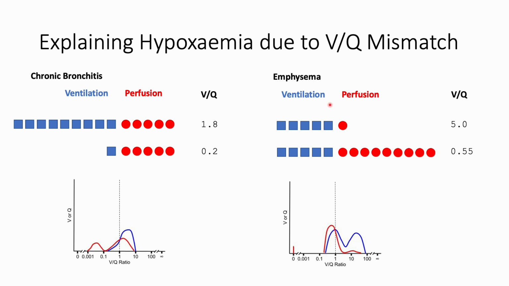And hence, by creating this unit with a high VQ ratio, we have necessarily created this lung unit with a low VQ ratio. And so on the V/Q scan, we can see we now have a group of lung units with a high VQ ratio, and this is associated with a group of lung units that has a low VQ ratio.